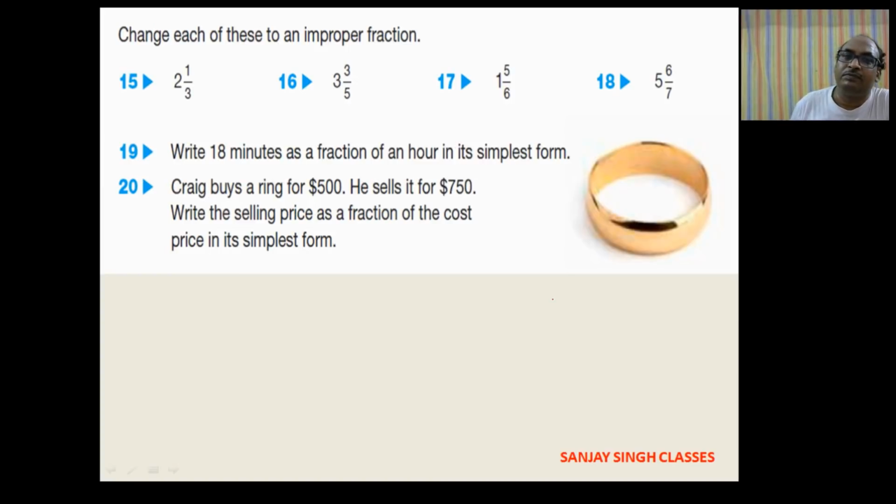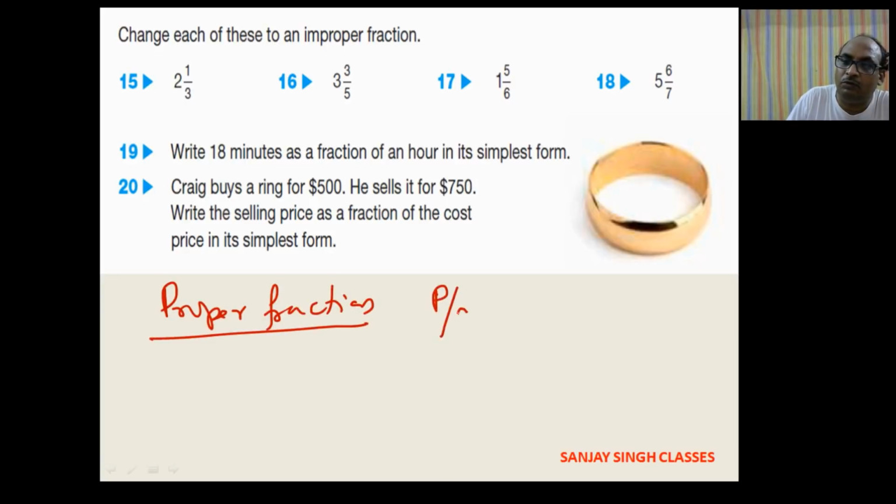Next, the fraction. Now we have already seen the mixed number, which is also called an improper fraction. Now what is an improper fraction and what is a proper fraction? A proper fraction, if it is in the form P by Q, then compulsorily Q should not be equal to 0 and P should be less than Q.